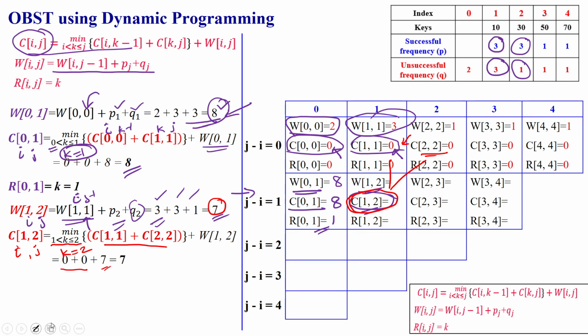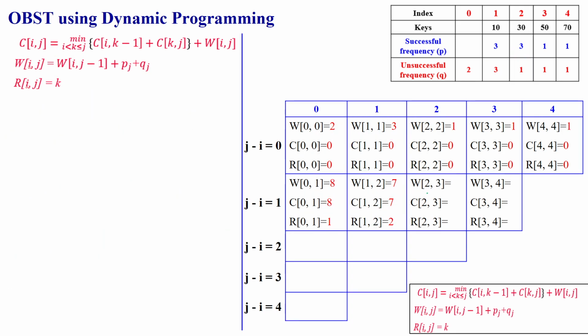So as per this, now we found the value w of 1 comma 2 is 7, c of 1 comma 2, here we got 7. Which value is giving this minimum value, right? The k is giving you the minimum value, so k equal to 2. So that 2 is filled here.